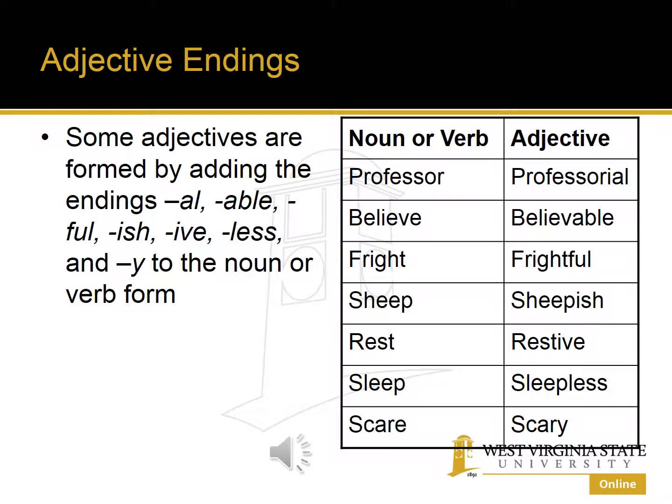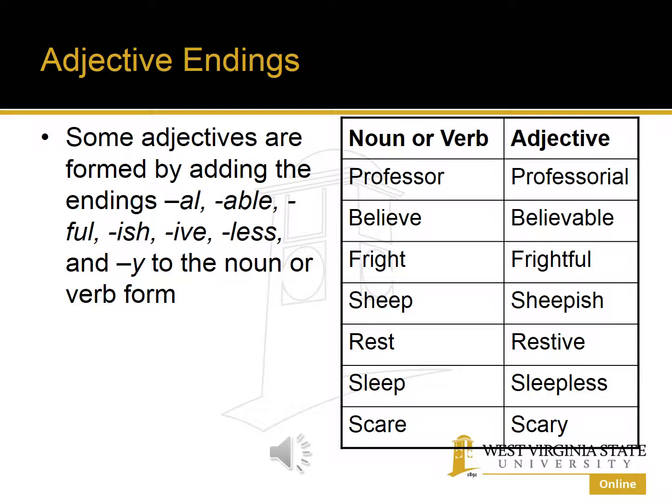Another way to determine if a word is an adjective is by its ending. Some adjectives, not all, but some adjectives are formed by adding endings to the noun or verb form. For example, the endings AL, ABLE, FUL, ISH, IVE, LESS, and simply Y. These forms added to the noun or verb form are adjectives.